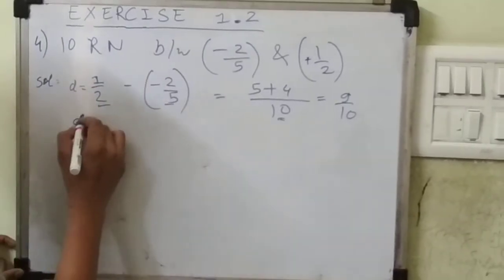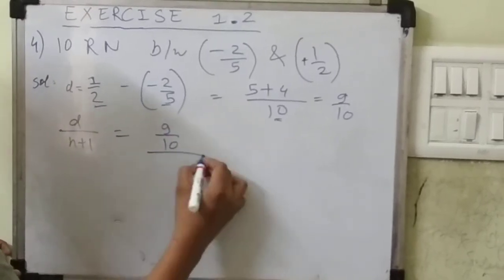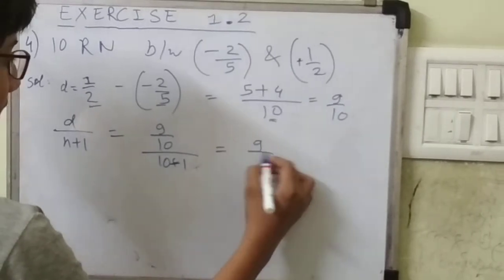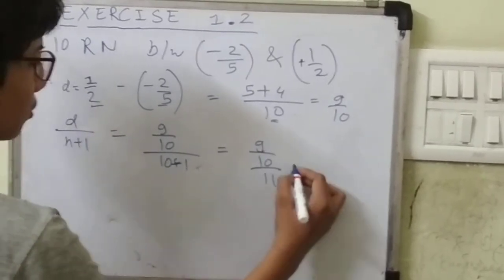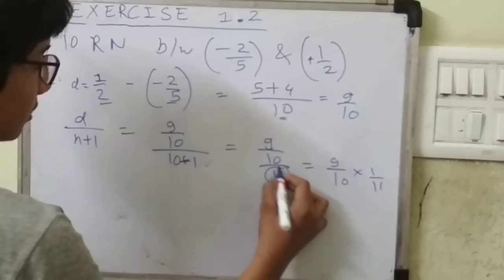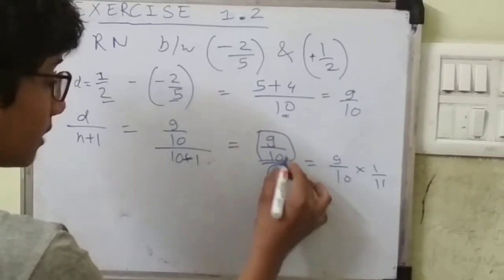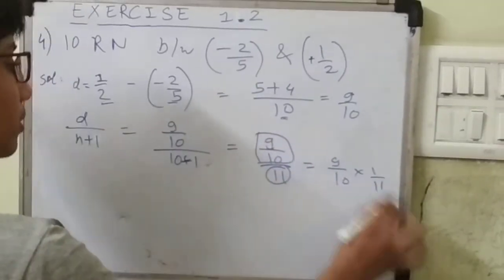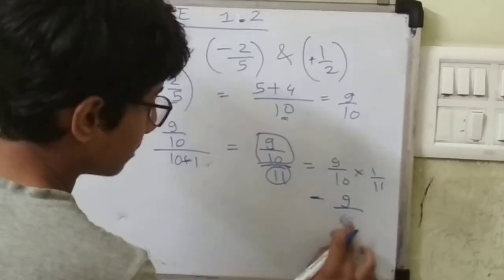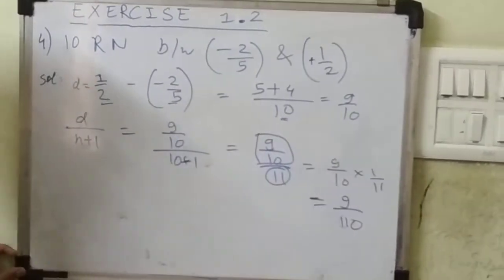So next, D upon n plus 1. D is what? 9 by 10. And what is our n? 10. 10 plus 1 is what? 11. So 9 by 10 by 11. So how to solve it? 9 by 10 into 1 by 11, like this. Take the reciprocal of it and multiply. You know that if any number is divided by a number, you have to take the reciprocal and multiply it. So 9 by 110. This is what your D upon n plus 1 says.